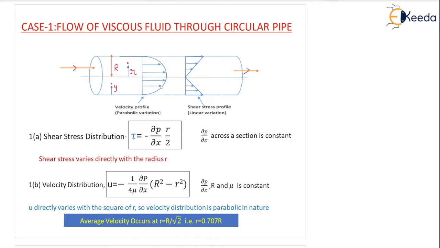So I want to keep the labeling here for the velocity profile. So here velocity is minimum at the wall, v minimum equal to 0, and velocity is maximum at the center, and here also v equal to 0 at the wall. This is the velocity profile, and this profile is parabolic.